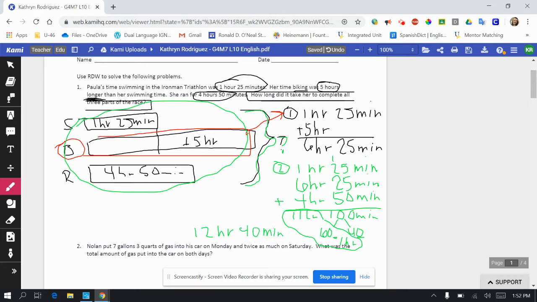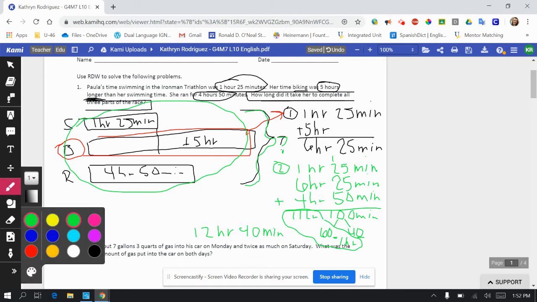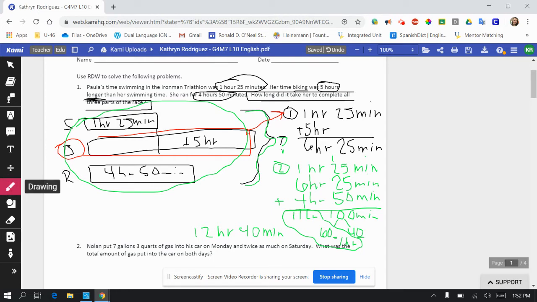So the question, how long did it take her to complete all 3 parts of the race? It took her 12 hours, 40 minutes.